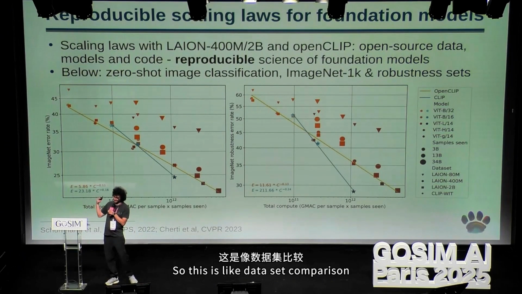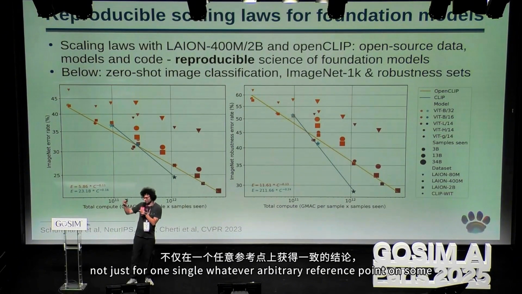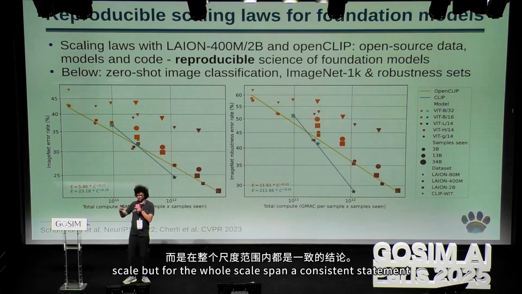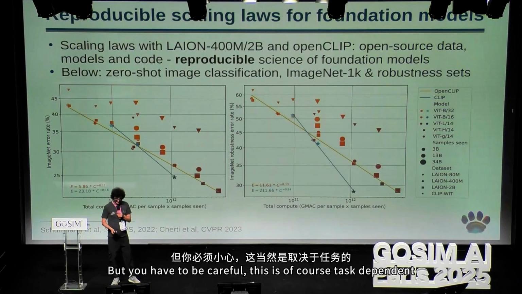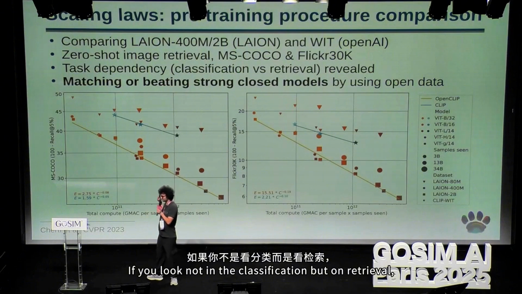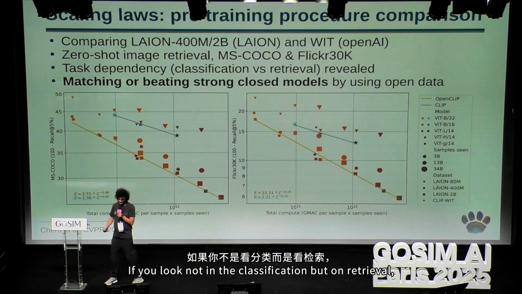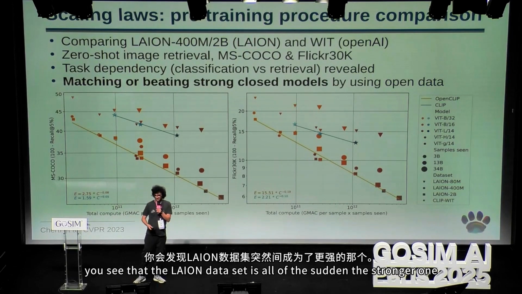This is a statement about the two datasets. So this is dataset comparison. Everything else being fixed, you vary the dataset, you get via the scaling law, not just for one single arbitrary reference point on some scale, but for the whole scale span, a consistent statement. So what is actually a dataset that gives you more scalable learning here? But you have to be careful. This is of course task dependent. If you look not at classification, but at retrieval, you see that the LAION dataset is all of a sudden the stronger one.